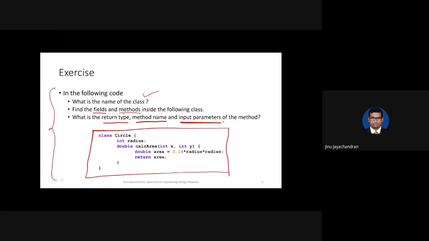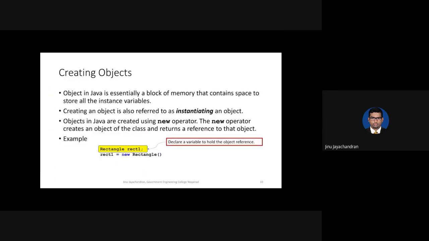Okay. Now classes. Once you have the classes, you want to use the class for your programming purposes. To use the class, you need to instantiate the class. That is done by creating an object.